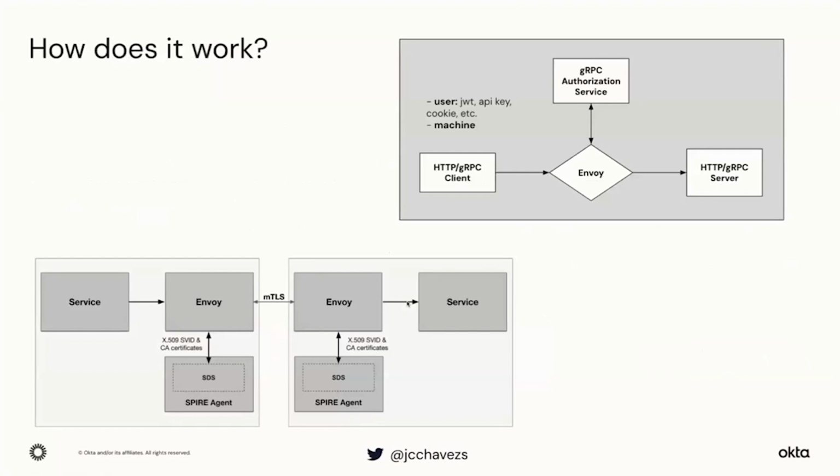How does this work? Well, in the upper graph, you will see that whenever there is an HTTP or gRPC call from the client, it goes to Envoy. Then Envoy will call a gRPC authorization service, saying, hey, this is the request. Headers, path, query parameters. Can this proceed or not? And then the authorization service will, for example, in this case, contact FGA and ask for the check. And then with that response, Envoy will send this to the service or return back to the client saying 403, for example.